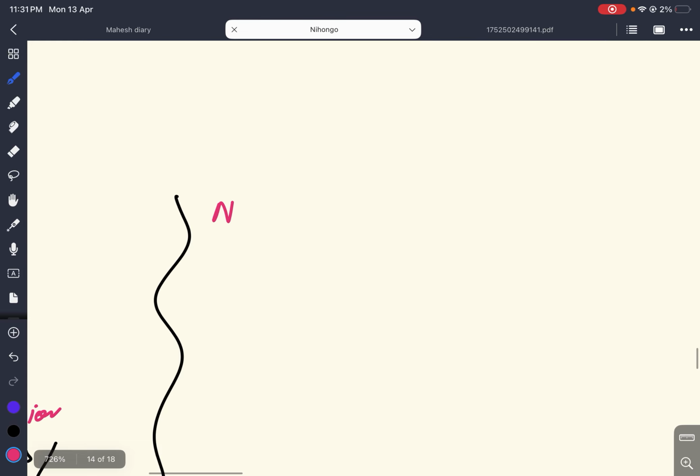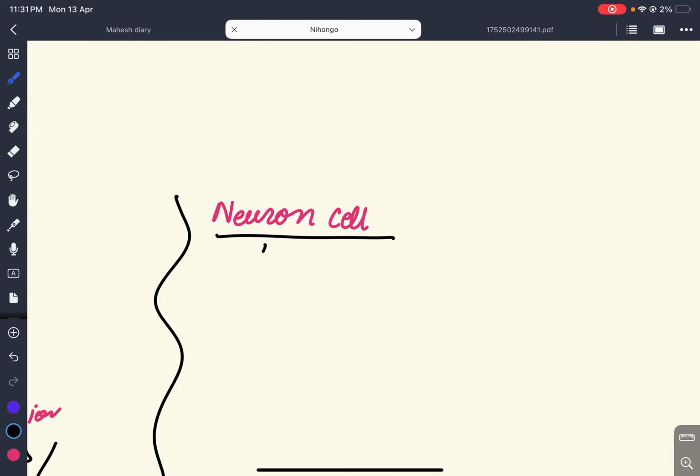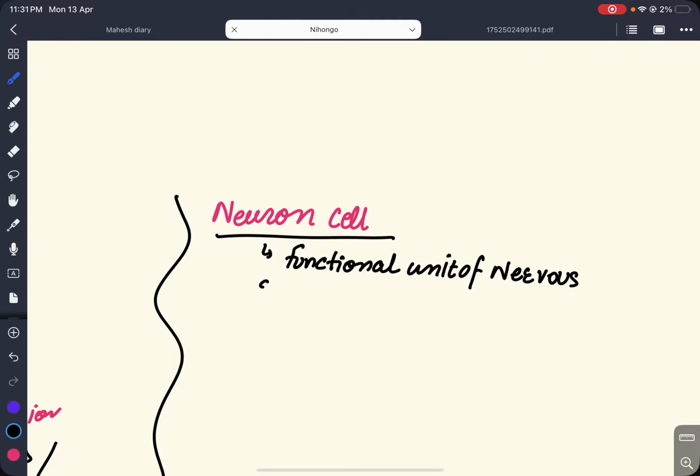So we all know about the neuron cell, right? What is a neuron cell? It is a brain cell. It is the basic unit of the nervous system. You can say it is the functional unit. We define it as the functional unit of the nervous system, right? It is the basic functional unit.